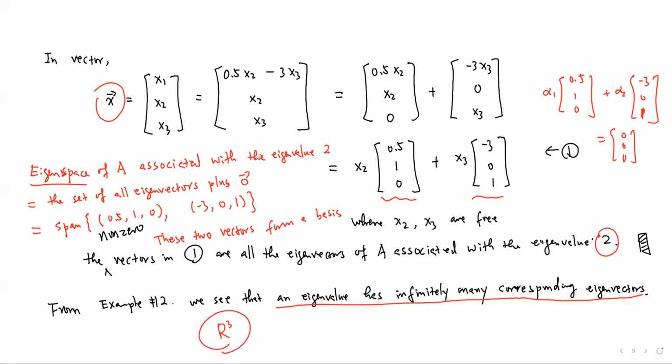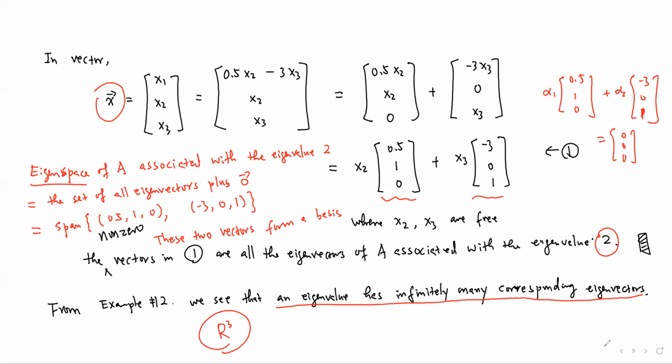This is topic one. Topic one is about what an eigenvalue is and what an eigenvector is. Keep the definition in mind.